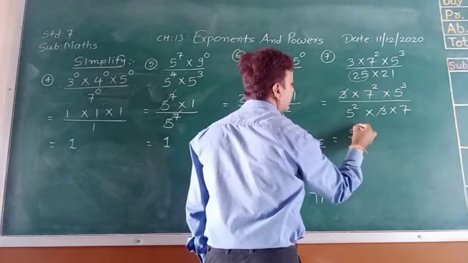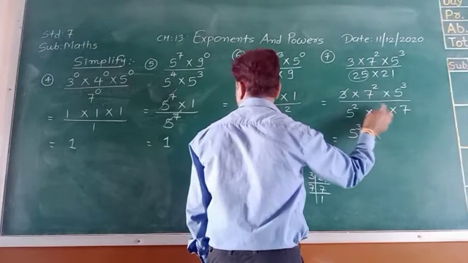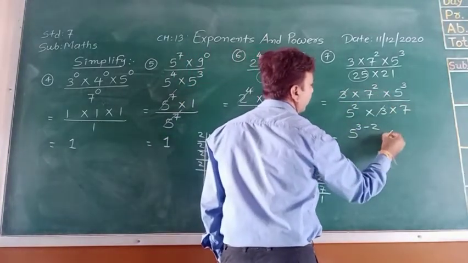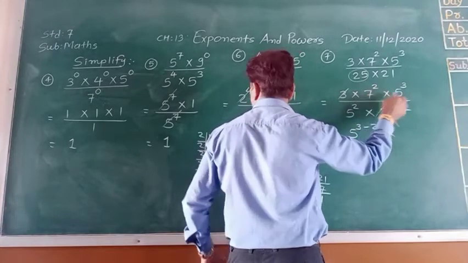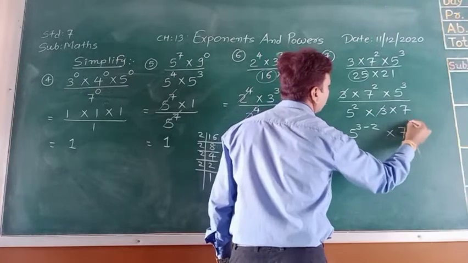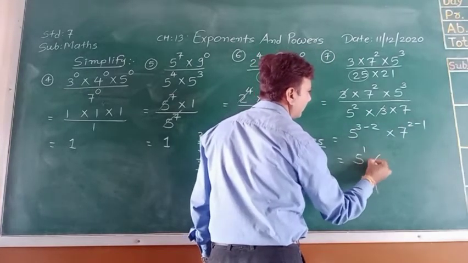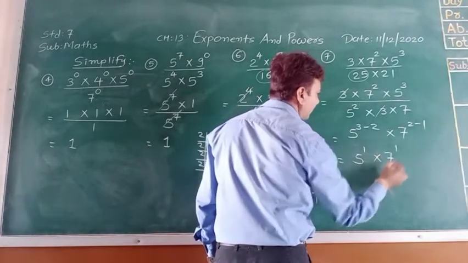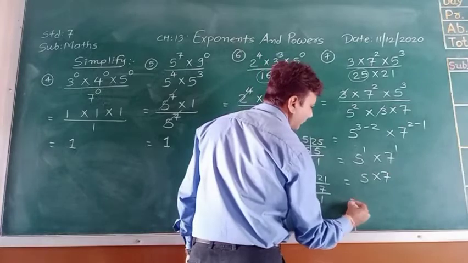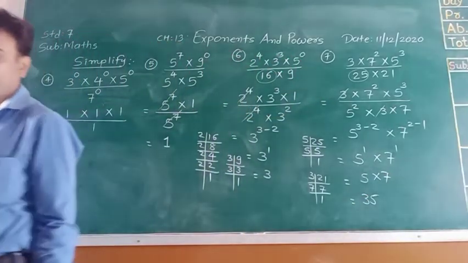3 minus 2, here same base, division, subtraction of the power. 2 minus 1, here same base, and this numerator power is greater than our denominator power, so we have to do subtraction in numerator. 3 minus 2, 1, and this 2 minus 1 is 1. Now 5 multiply 7, 7 times 5 is 35. This is our last answer.